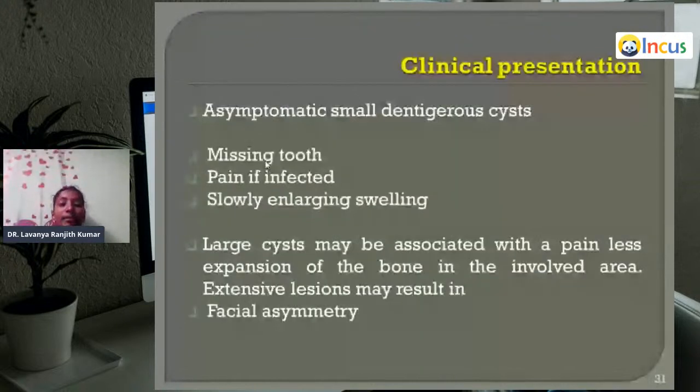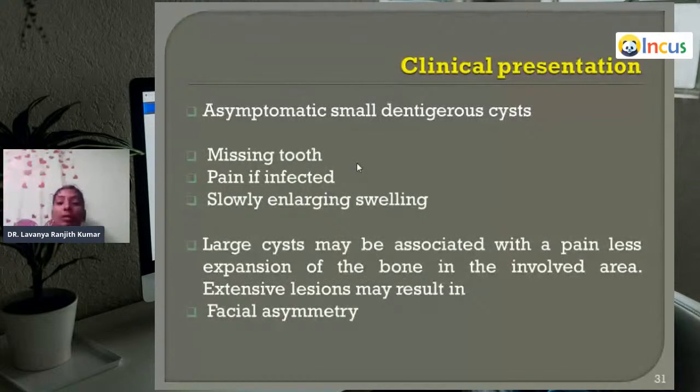Clinical presentation: a small dentigerous cyst is asymptomatic. If it is impacted or infected, it will induce symptoms. So the tooth will be missing or impacted, and if secondary infection is found, then the patient complains of pain. Slowly enlarging swelling will be found. A large cyst may be associated with pain and expansion of the bone in the involved area. Extensive lesions may also result in facial asymmetry.